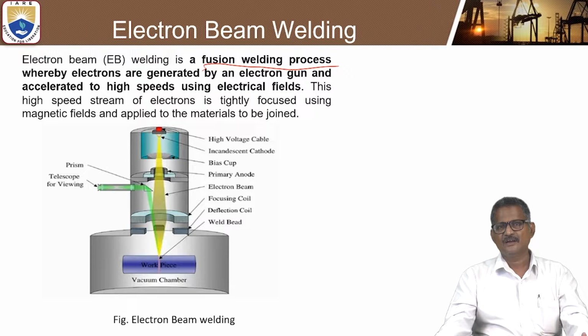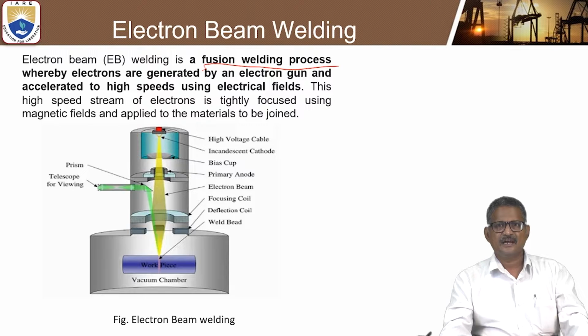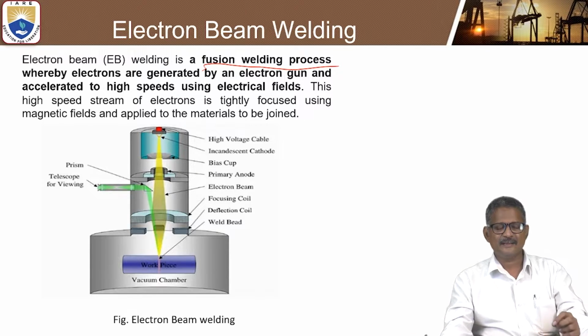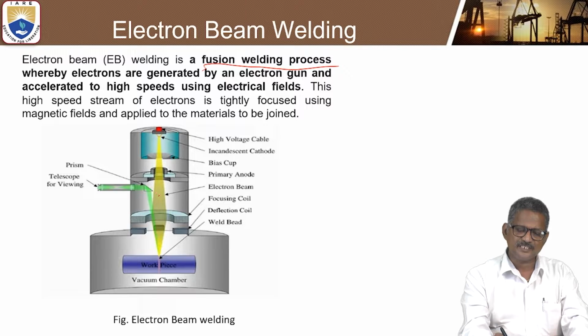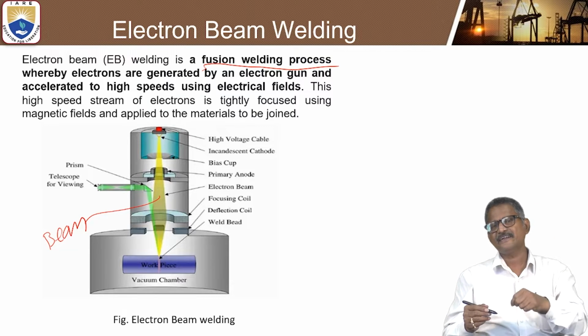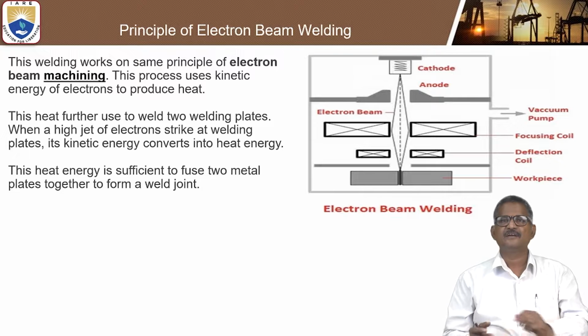Here there is a vacuum chamber, a deflection coil, a focusing coil, and the beam; the yellow color indicates the electron beam. That high intensity beam is provided on the workpiece so that it can be joined together effectively.